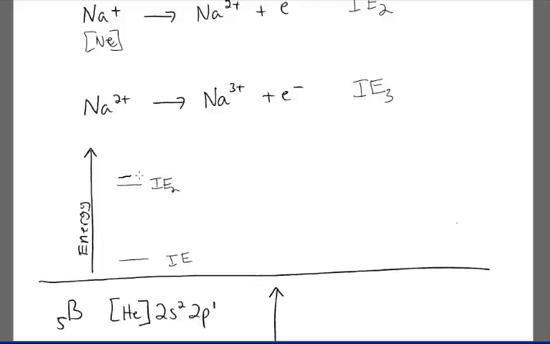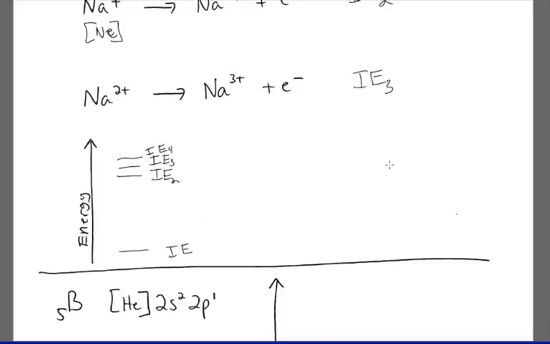And the next one's higher and higher, but they aren't going to have nearly as big a gap. Okay, IE4, and so on and so forth. There's a big gap here because after you took off one electron, it was fairly stable, and then to pull off any more takes a lot more energy, so there's a big gap. Let's do another example of that.